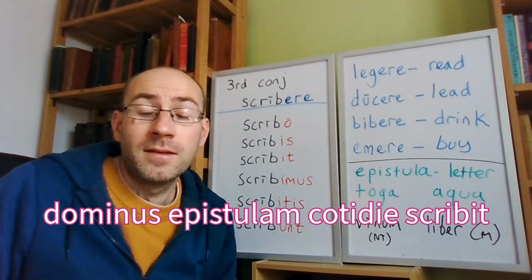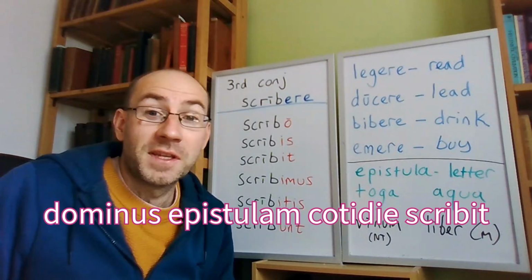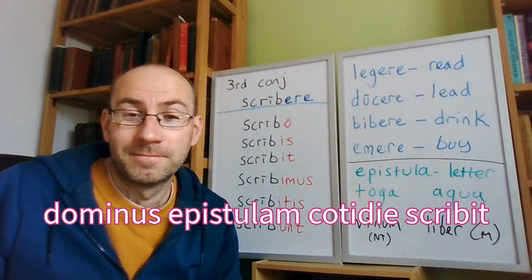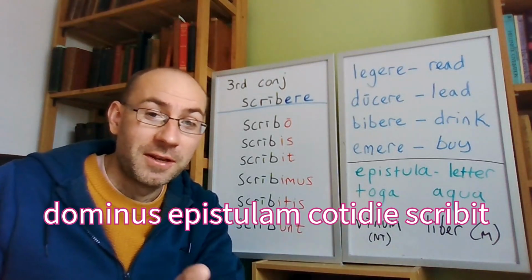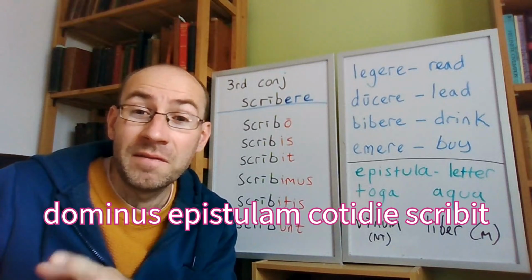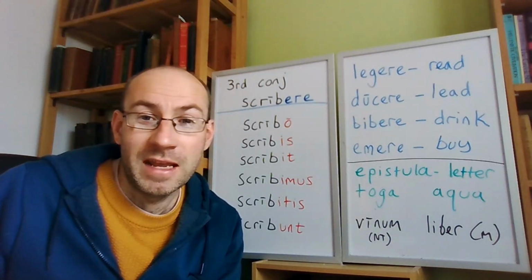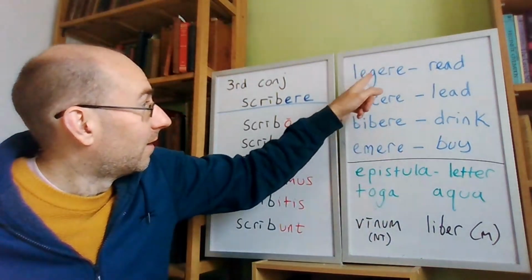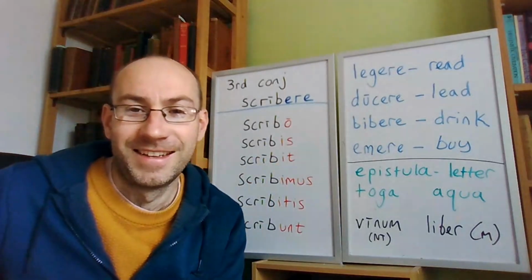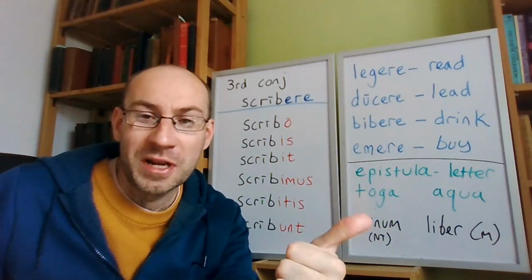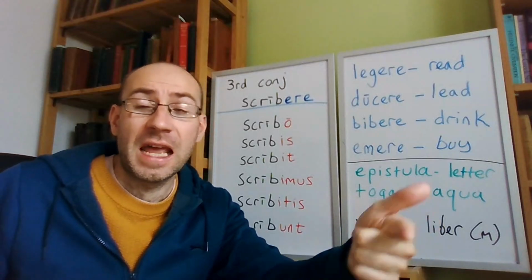Okay. The son reads the letter. The master writes it. Now the son reads it. Son is filius. Epistolam. Not scribit, but legit. Dominus scribit, filius legit. Filius epistolam legit.